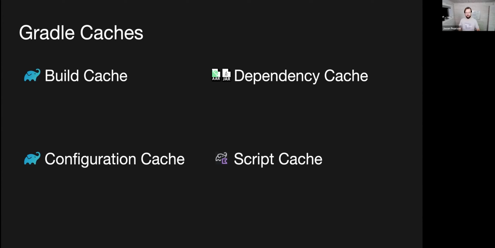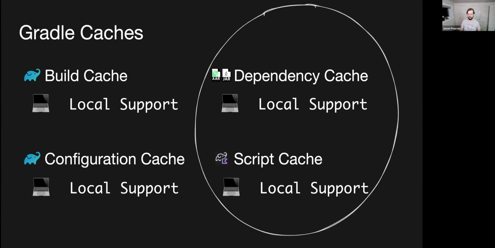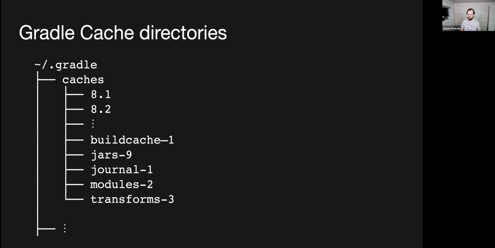So I'm going to keep referring to these different build caches over time, and we're going to start with a build that's right out of the box. Nothing has remote support. Local support means that I can reuse the cache on my local laptop, but not on CI, where I want to. We're going to focus on the dependency and the script cache first, because that's the easiest thing to get working.